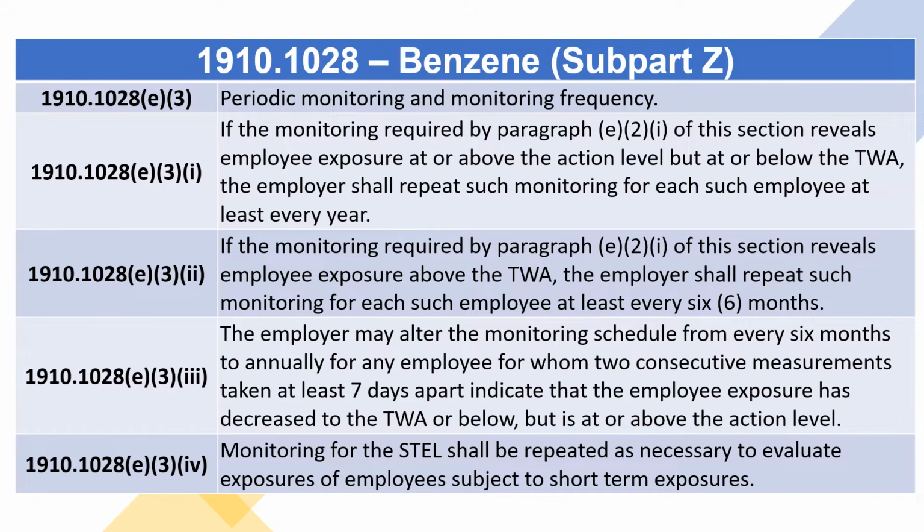If the monitoring required by paragraph E2(i) of this section reveals employee exposure above the TWA, the employer shall repeat such monitoring for each such employee at least every 6 months. The employer may alter the monitoring schedule from every 6 months to annually for any employee for whom 2 consecutive measurements taken at least 7 days apart indicate that the employee exposure has decreased to the TWA or below, but is at or above the action level. Monitoring for the STEL shall be repeated as necessary to evaluate exposures of employees subject to short-term exposures.